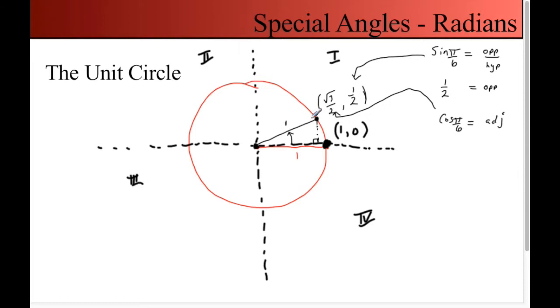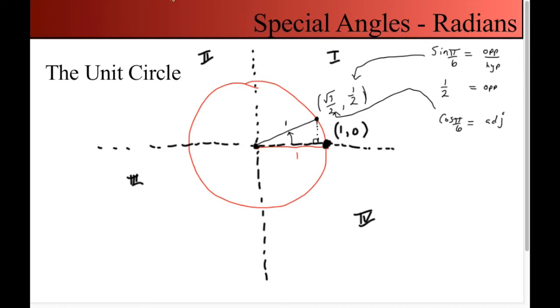Okay, so this point right here, its x value is cos of the angle inside that's, we say, subtended on this, say, arc. The angle that's in, say, standard position is pi over 6. Cosine of that angle is the x coordinate, and sine of that angle is the y coordinate.